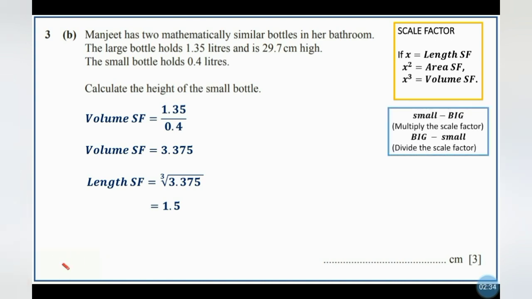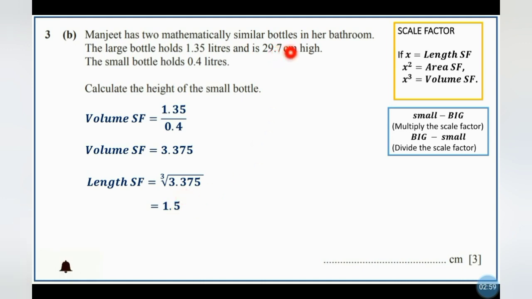And remember also, if you are looking for big from small, multiply the scale factor. If you're looking for the small from big, then divide the scale factor. So small to big, multiply. Big to small, divide. You know already the length scale factor.